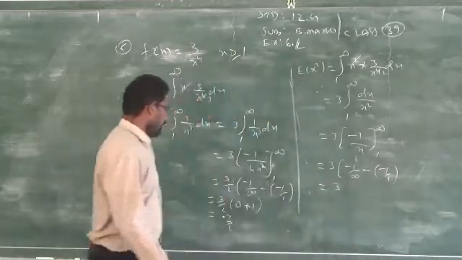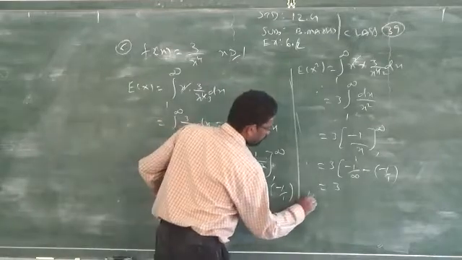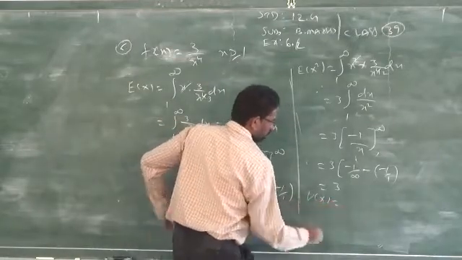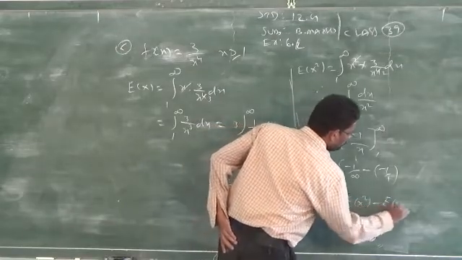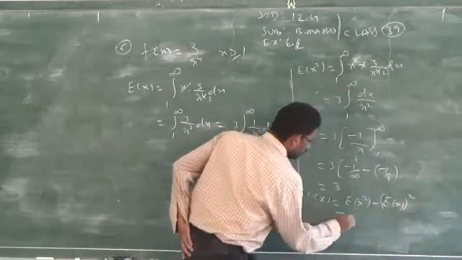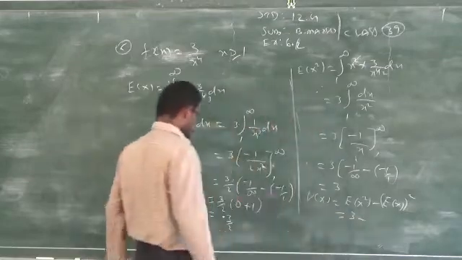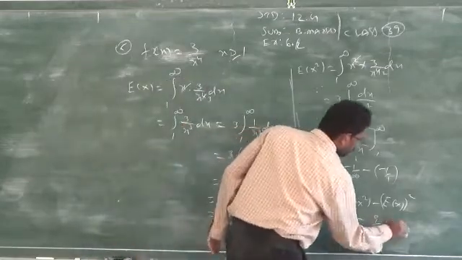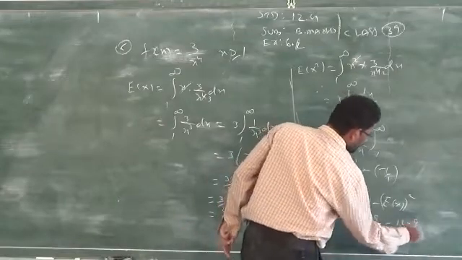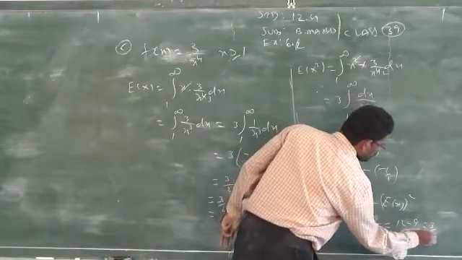3. So, after that you have to replace E of x square minus E of x the whole square. E of x square is 3, E of x is 3 by 2, the whole square is 9 by 4. 4 3s are 12, 12 minus 9 by 4 which will give you 3 by 4.